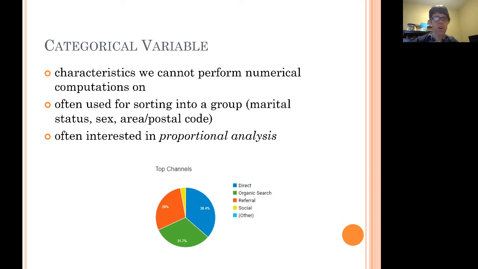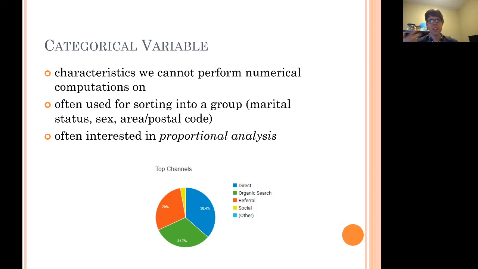A categorical variable is any kind of variable that we collect information on, and the information that we collect, we can't really perform numerical computations on. Think of a survey that asks whether you are male or female. The person organizing that survey would have information on how many males answered this question, how many females answered, or maybe people that were impartial to that question as well.